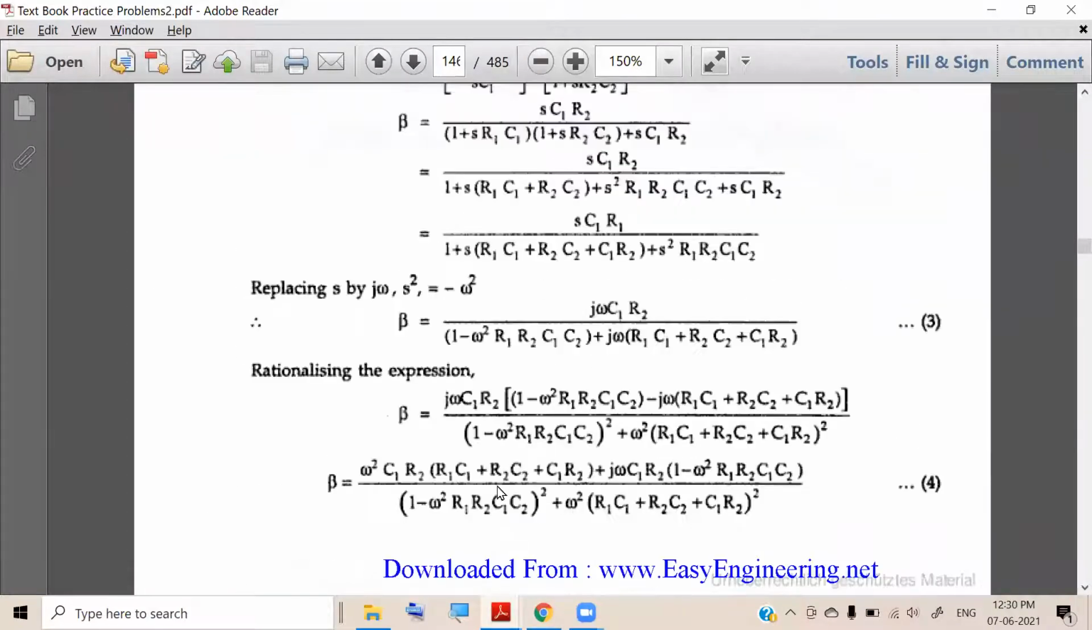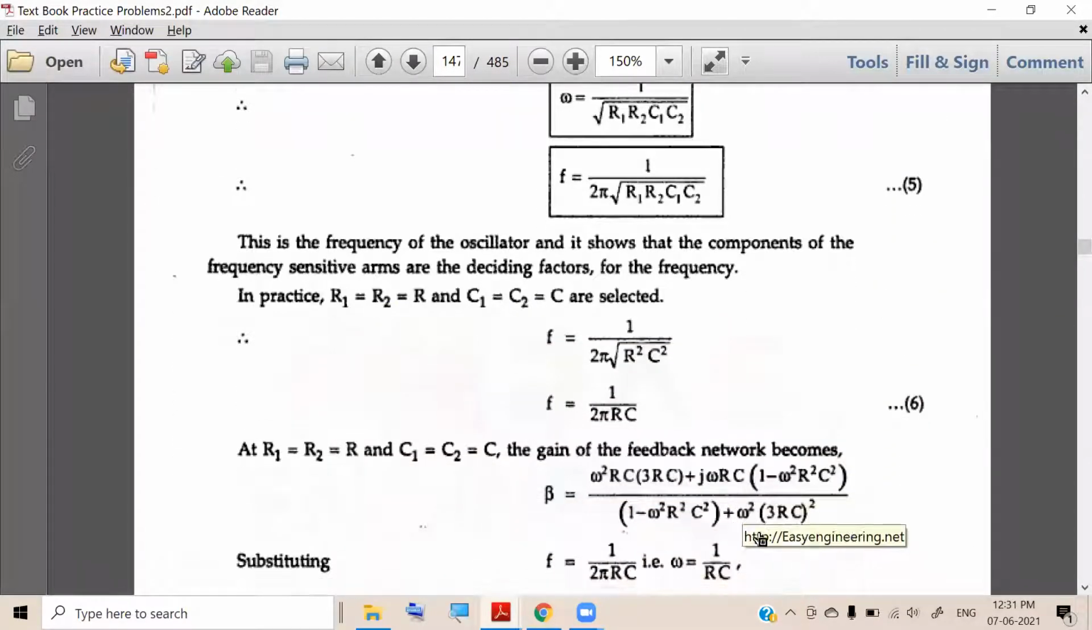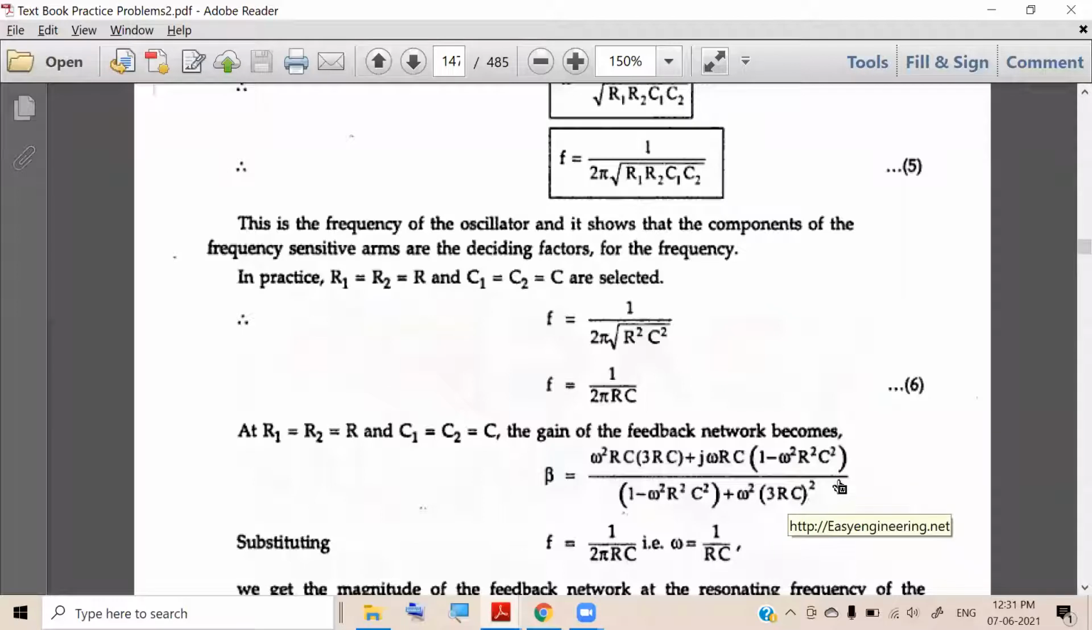We have RC plus RC plus RC. Okay, so RC plus RC plus RC gives 3RC. So this will be omega square into 3RC. Again, there is a whole square. Okay, so omega square into 3RC whole square.